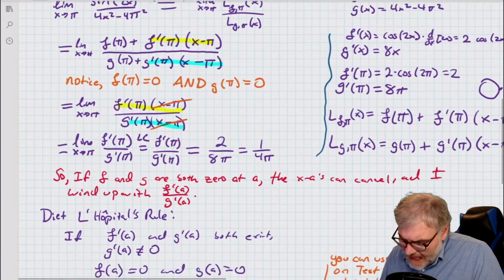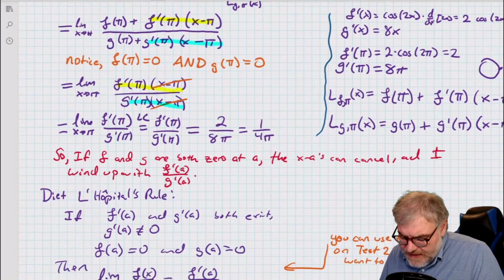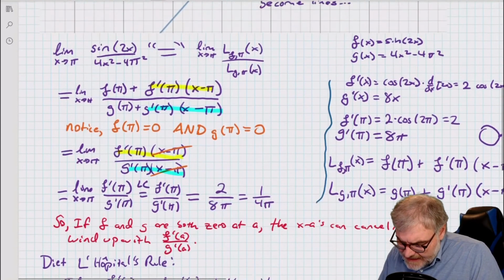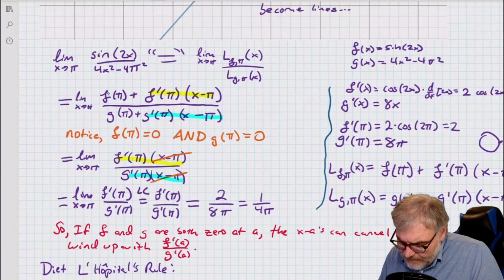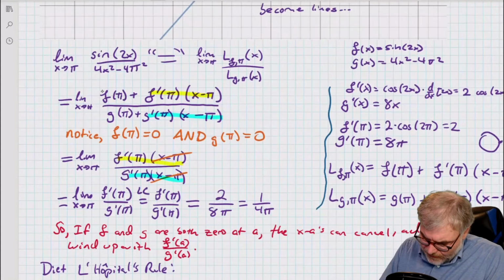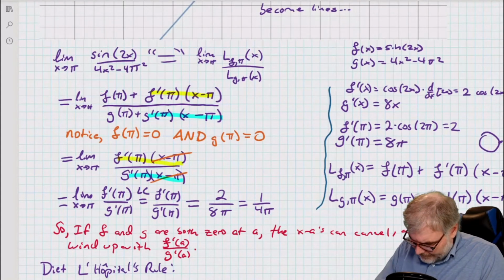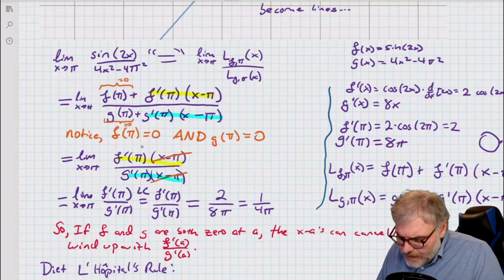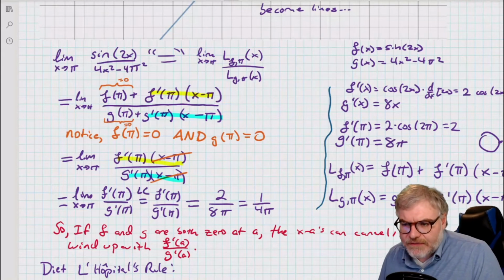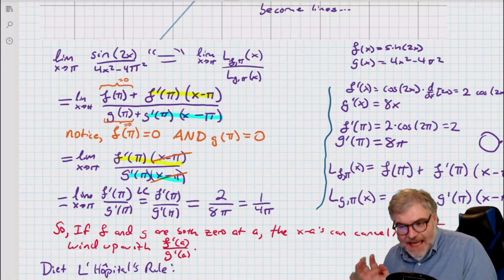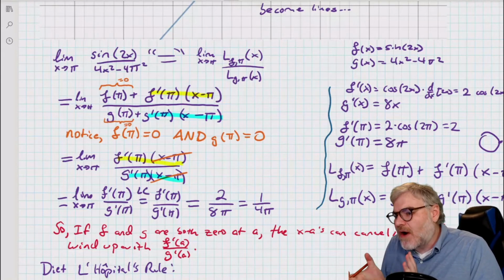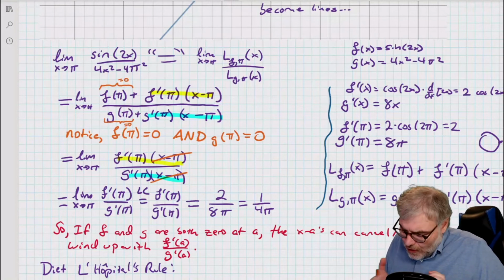So what I say is that if f and g are both 0 at a, and that was a key step here, this right here, the fact that these two things equal 0, that's a key step, right? Both of those things equal 0. They cancel. They go away. They don't even cancel. They're not canceling with each other. They're just 0. Okay? They're just gone.